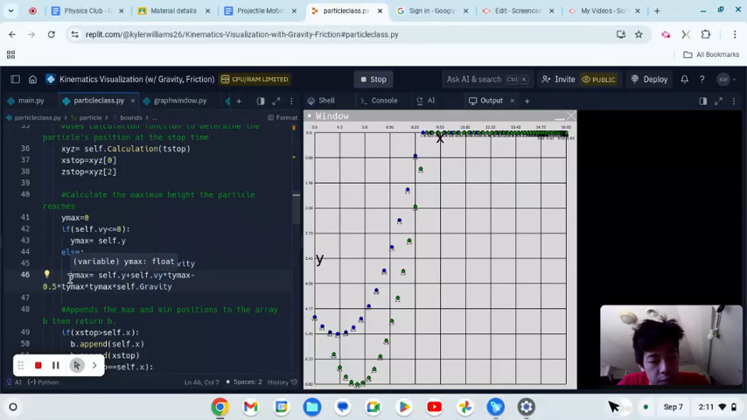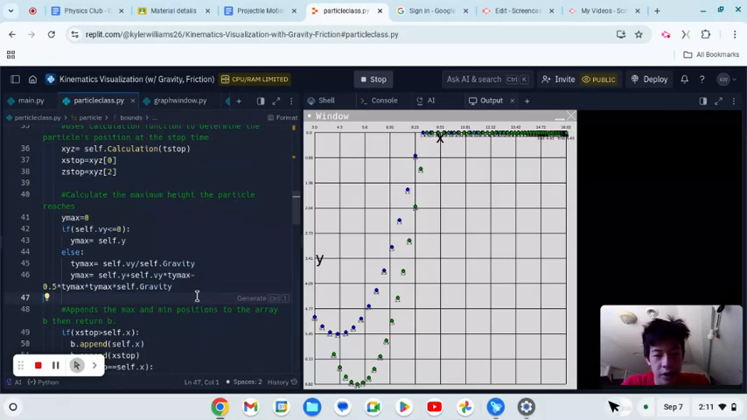So right here, I'm just going to highlight this equation. It's really important. It's a kinematic equation. And what it's saying is that the maximum height that the particle is going to reach is equal to the initial height plus the initial velocity in the y direction, or in the up-down direction, times the time, minus 0.5 times the time squared times gravity.